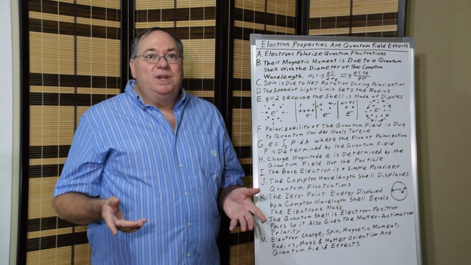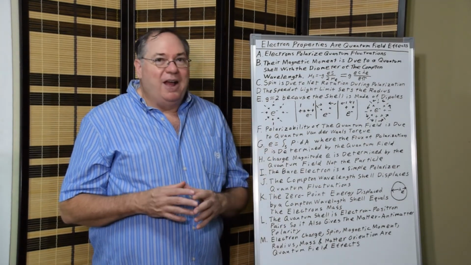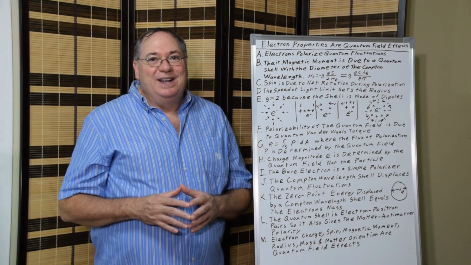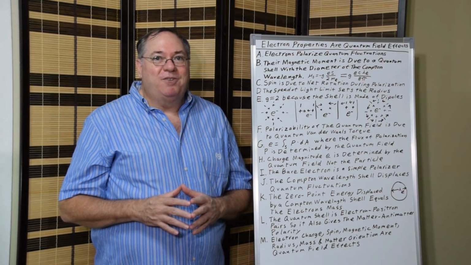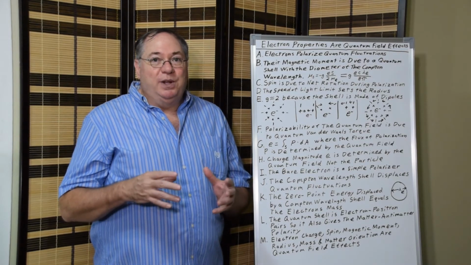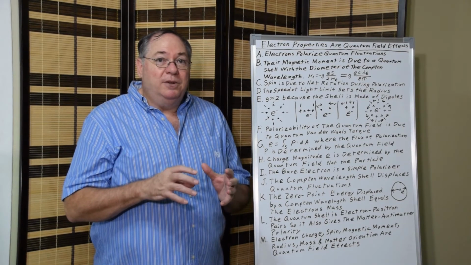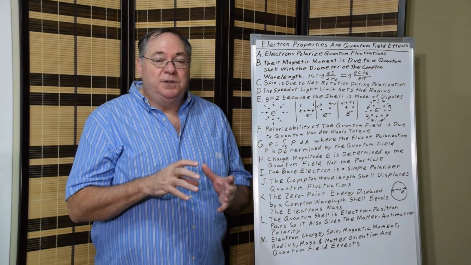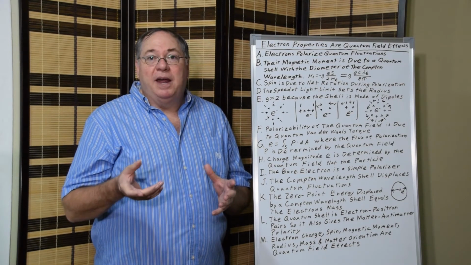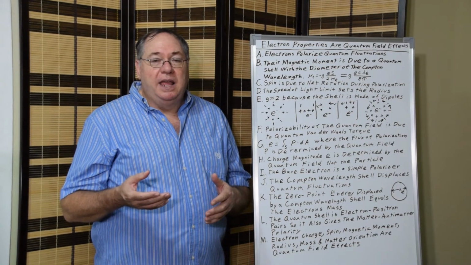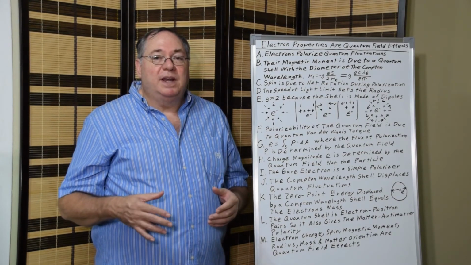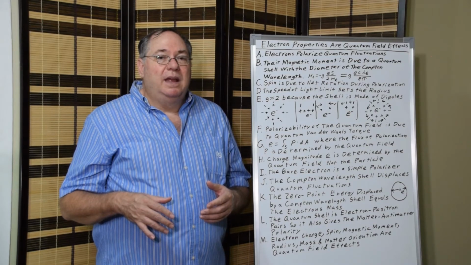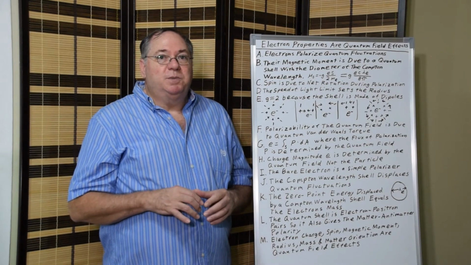Anyway, I hope you enjoyed this video on how electron properties are quantum field effects and have learned a little bit more about what an electron really is. It's really a bare electron in the middle that polarizes with respect to electric charge and matter-antimatter orientation. And all the other basic properties of the electron are quantum field effects. And it's a quantum field that gives us those properties.